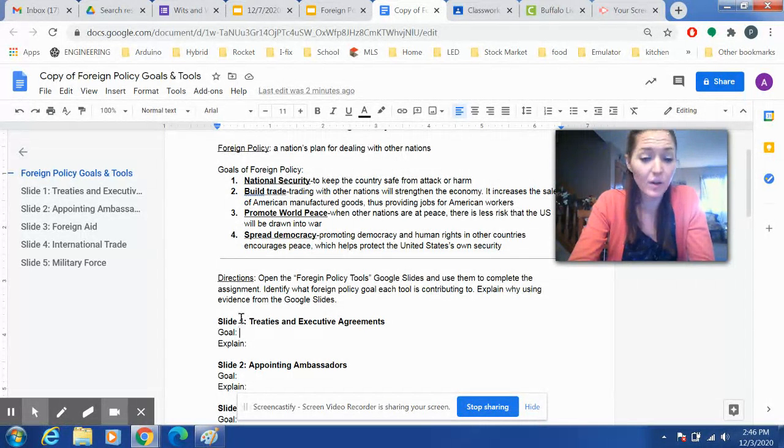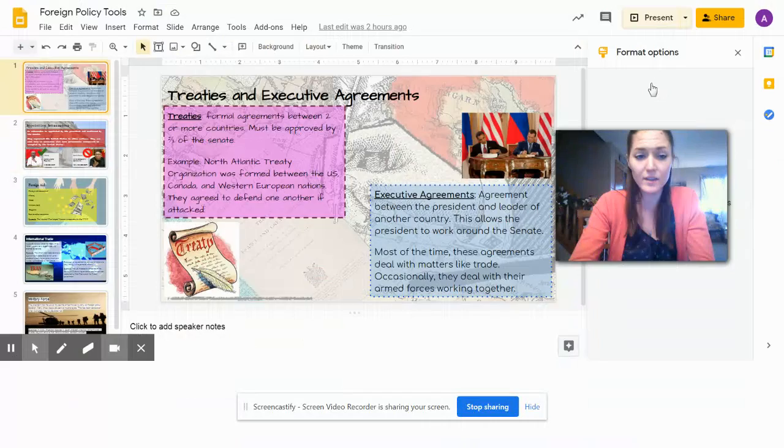All right, so with each slide on the Google Slides, there's going to be a tool of foreign policy. So something, an action that the president can do in order to influence other nations. So we're going to go ahead and start with slide 1. We're going to look at treaties and executive agreements and see which one of these goals it best aligns with. Then we're going to explain why it aligns with that goal the best. So let's go ahead and pop over to that Google Slides.